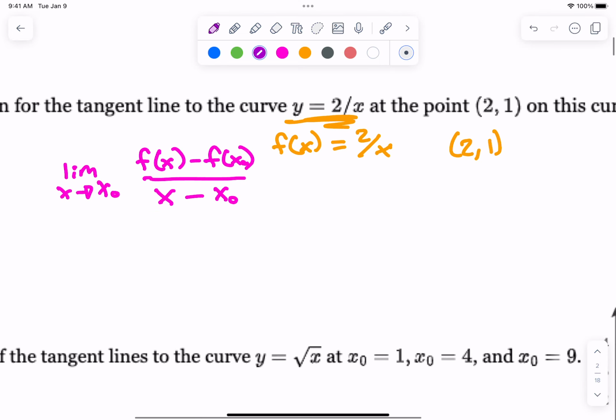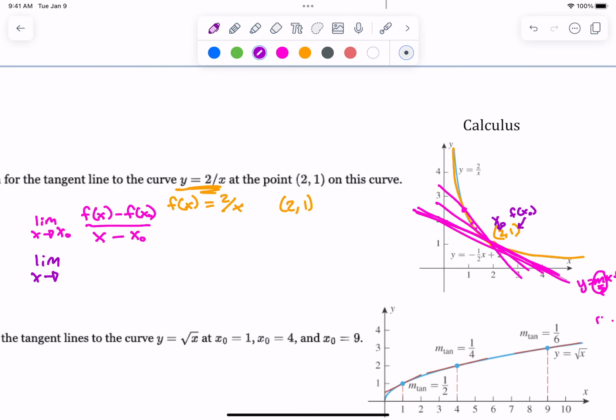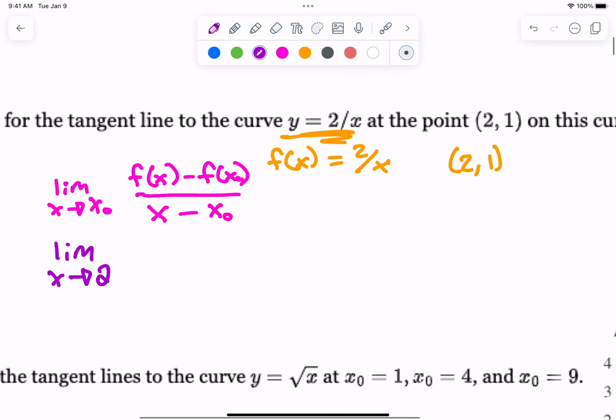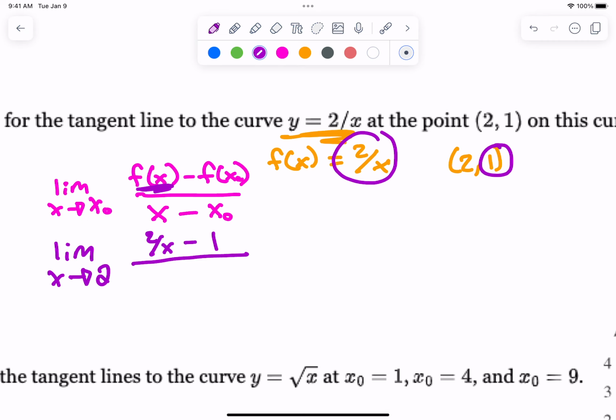All right, so here's the deal. We're going to start doing the limit as I'm filling stuff in. What was x naught? 2. So we're doing the limit as x approaches 2, and then we fill this in. What is f of x? 2 over x, it's just our function. And what's f of x naught? 1, we said that. And x minus x naught is x minus 2. That's filling those values in.